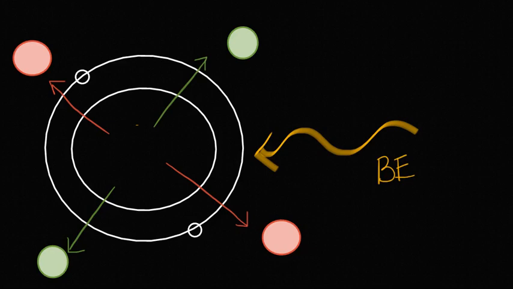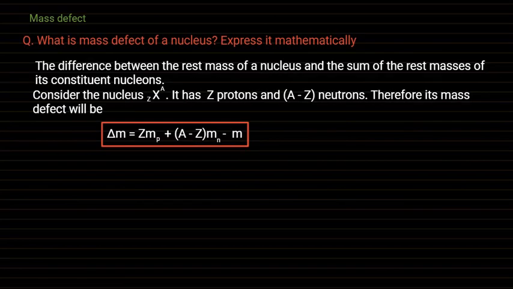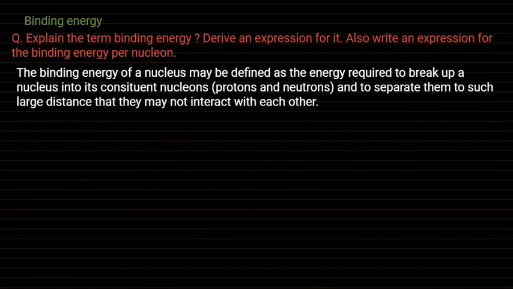So in our last class we discussed binding energy. So what is binding energy? The amount of energy required to break the nucleus of the atom into its constituent nucleons, such as the protons and neutrons. This amount of energy required to break the nucleus is known as your binding energy. Now in today's class, we will derive the expression for the binding energy and then we will derive the binding energy per nucleon.